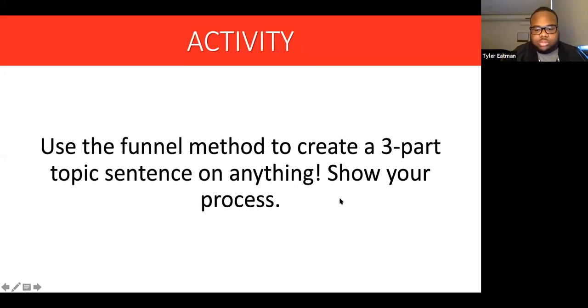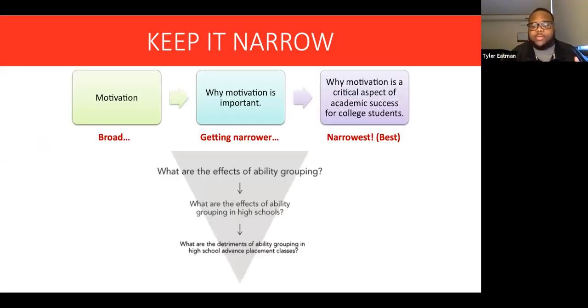So now I have a quick activity for you all. Using the funnel method that I just talked about, of trying to narrow it down in those 3 steps, try to come up with a topic sentence on anything. I want to see you showing your progression. I'm going to ask you to unmute yourself after the time is done. I'm going to show you the example again right here, and I'm going to keep this up for you all.